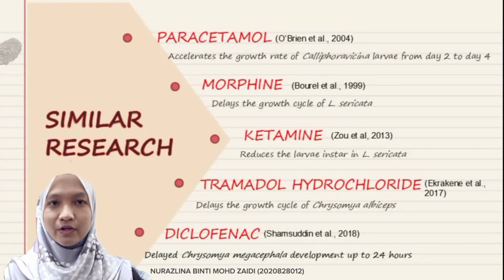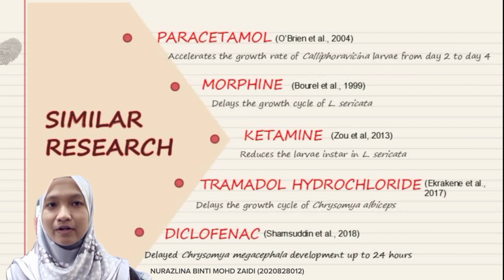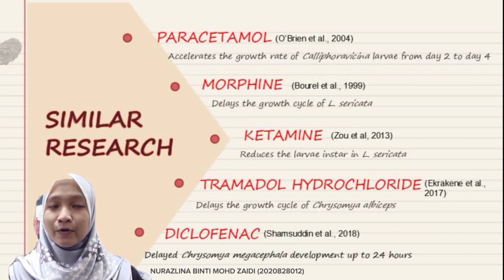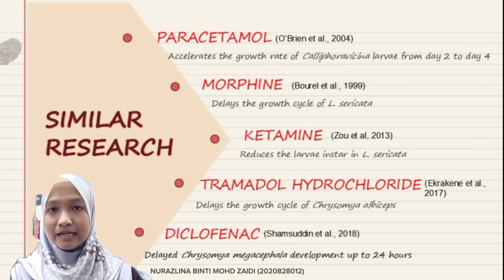According to similar research, analgesic drugs may affect the growth of necrophagous insects. Some accelerate it and some delay it. For example, O'Brien 2004 reported that in his study, paracetamol accelerated the growth rate of Calliphora vicina larvae from day 2 to day 4, while Burrell and Zhou stated that morphine and ketamine delay the growth cycle of Lucilia sericata based on their respective studies. From Akrakin, tramadol hydrochloride also delayed the growth cycle of Chrysomya albiceps. In the study of diclofenac by Samsudin 2008, he stated that diclofenac delayed the development of Chrysomya megacephala.